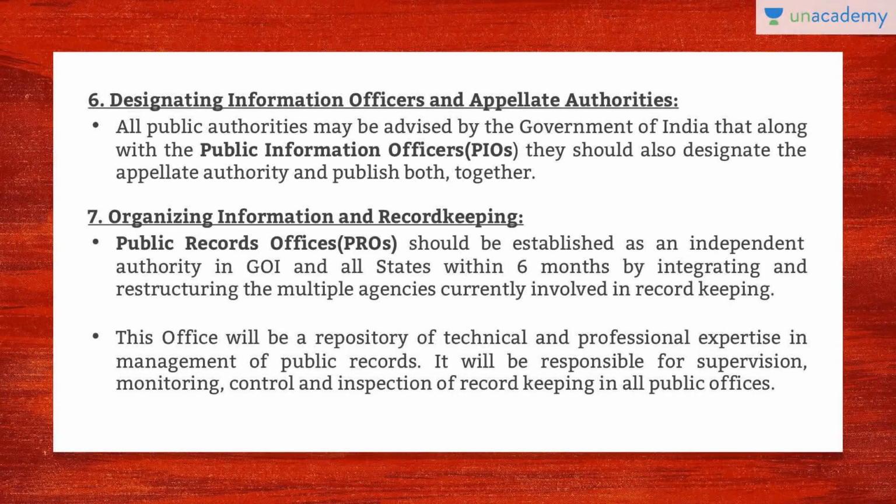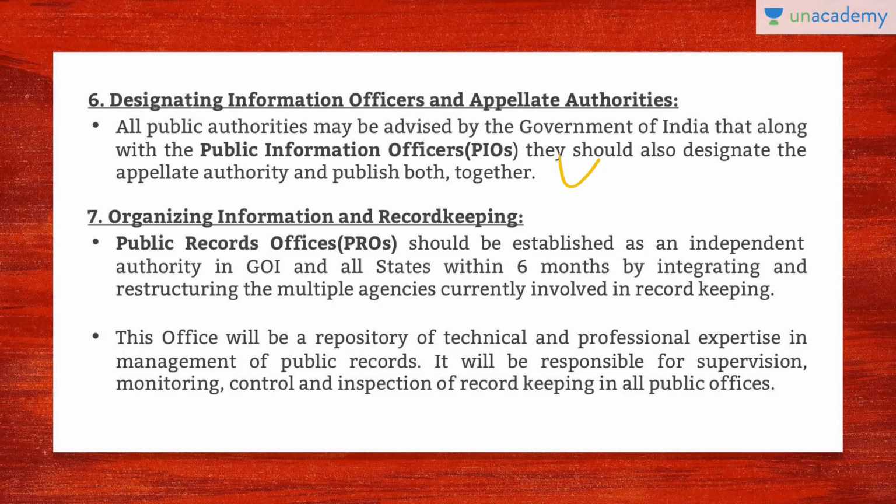Then designating information officers and appellate authorities. So all the public authorities may be advised by the Government of India that along with PIOs. Who are PIOs? PIOs are basically public information officers. They should also designate the appellate authority, and they should publish both of them together. So this is an important point.